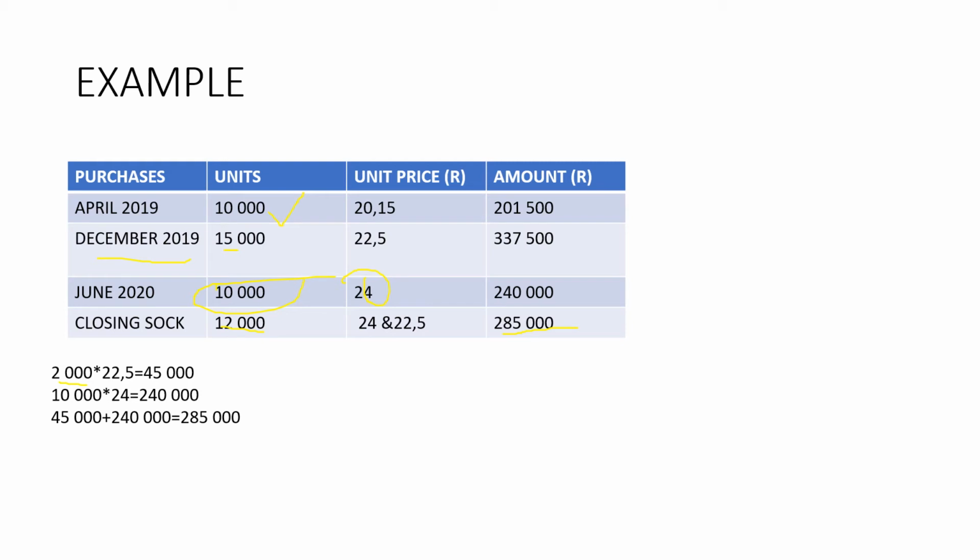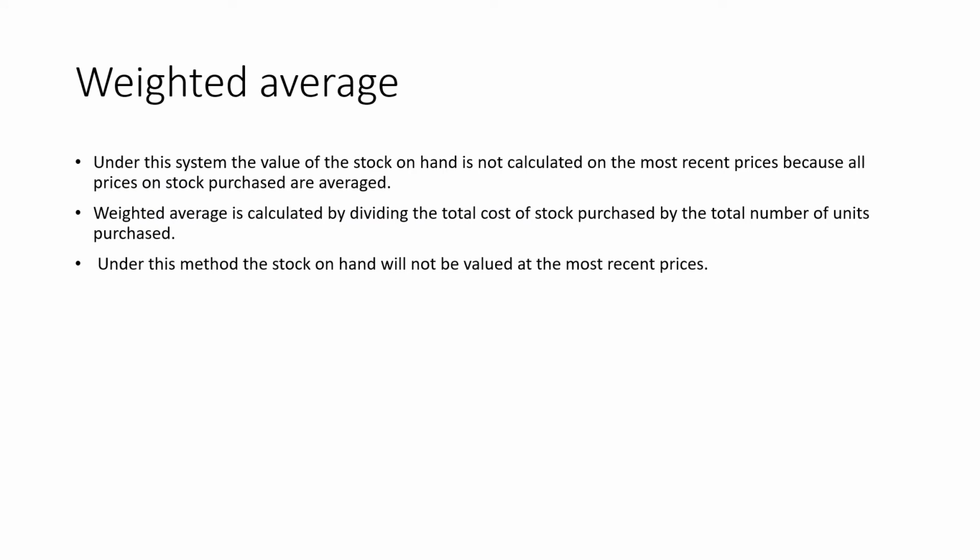We sold the first stock. That is not in question. The April 2019 stock is sold because the first one in is the first one out. In December 2019, we bought 15,000 units. We obviously didn't sell all those units because our closing stock is 12,000 units. And in June 2020, we had 10,000 units. That is for sure included in our closing stock, but we're short of 2,000. And that 2,000 is obviously coming from the December 2019 stock. It can't come from the April 2019 because the first one in is the first one out. I hope I'm clear. Anyway, moving on to weighted average.